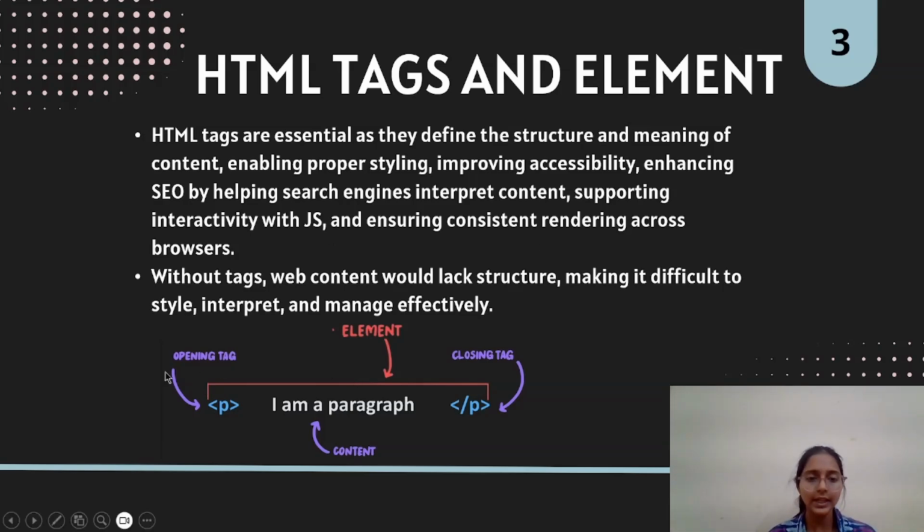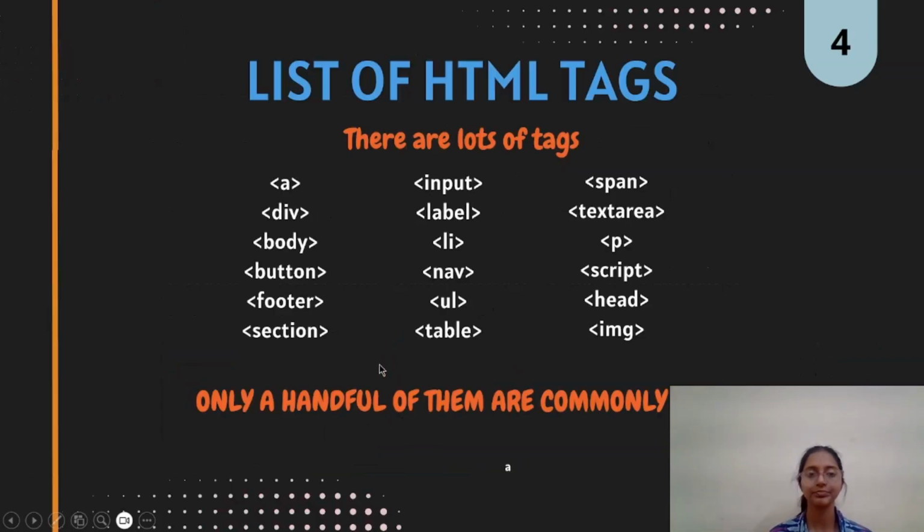So every element has its opening tag and its closing tag, and the content which you have to display over the web page is written between them, and the whole thing is called an element. Next, here's the list of many HTML tags. We'll use many of them in our demo, which we'll be seeing after this presentation. So don't worry, I'll explain each of them.